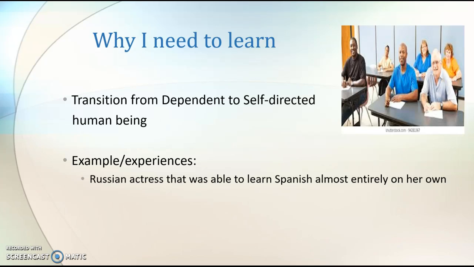Self-concept, why I need to learn. Transition from dependent to self-directed human being. As a person matures, her self-concept moves from one of being a dependent personality toward one of being a self-directed human being. Adult learners acquire new information and build upon existing knowledge much more effectively if they are encouraged to explore a topic on their own. An example would be a Russian actress that was able to learn Spanish almost entirely on her own.